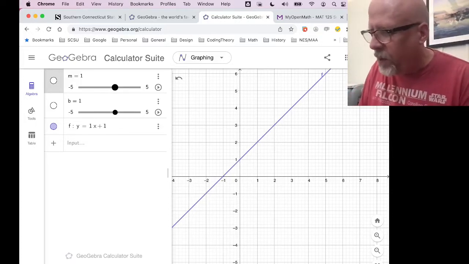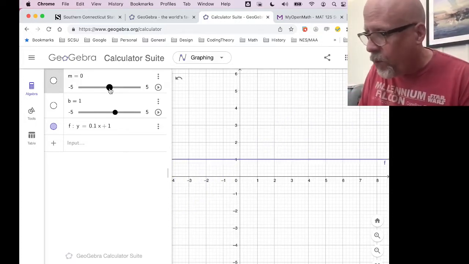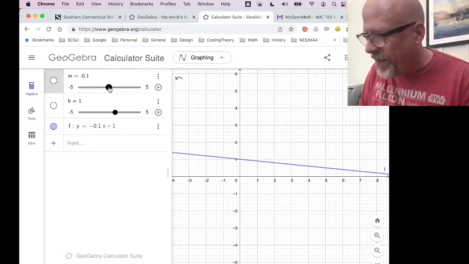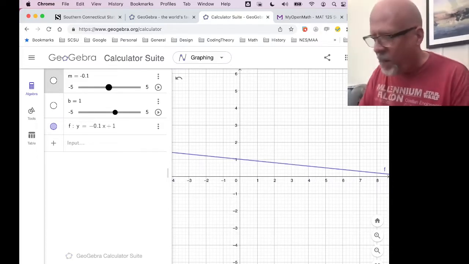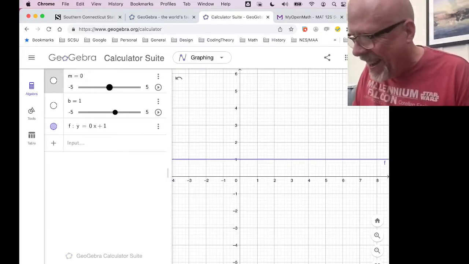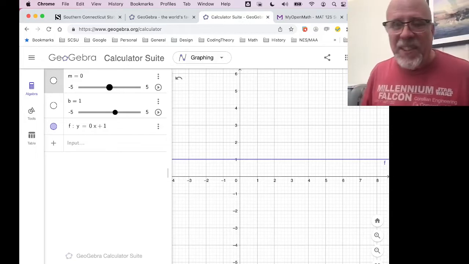If I set m to 0, it's hard to do. Darn, it's really hard to do. Maybe I should type it. Okay. Just got to stop at the right spot. There we go, I got it. So m equals 0. That's a flat horizontal line.